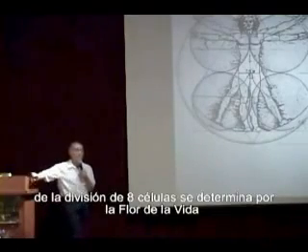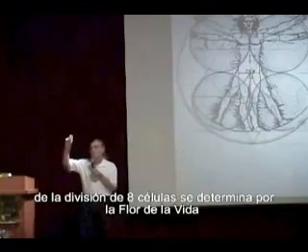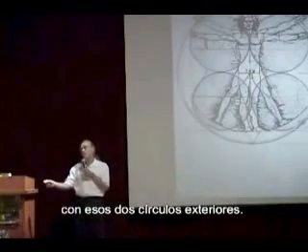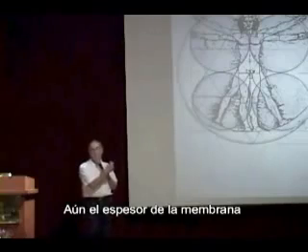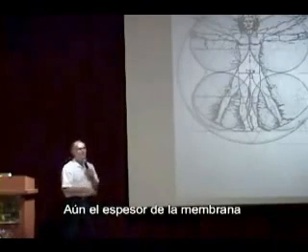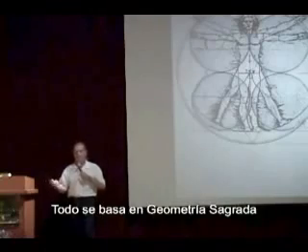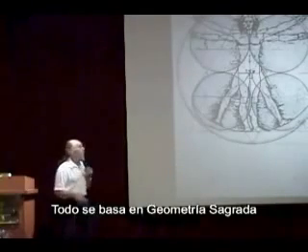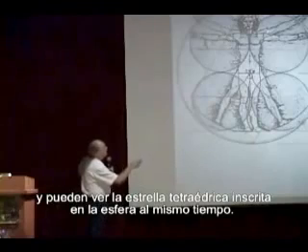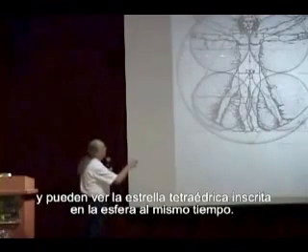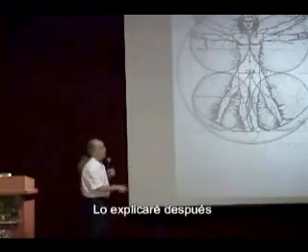That is actually determined by the flower of life, where those 2 lines that are on the outside have actually determined the thickness of the membrane. Even the thickness of the membrane is not an accident. It's not just a random thing. It's all based on sacred geometry. And here you can see the star tetrahedron also inscribed in the sphere at the same time. And we'll explain that in just a moment.